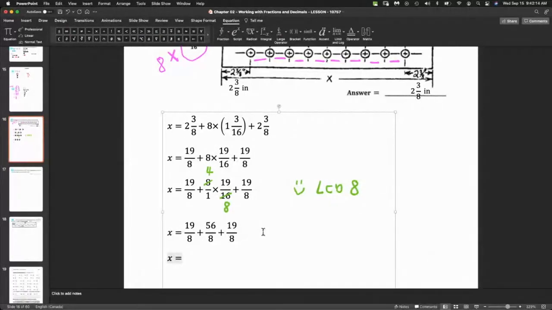Why are we dividing by 2? Because Matthew, wouldn't it be nice to have an 8 here? That's why I'm doing that. I'm reducing the fractions so that the lowest common denominator matches everywhere. You don't have to do that at all.